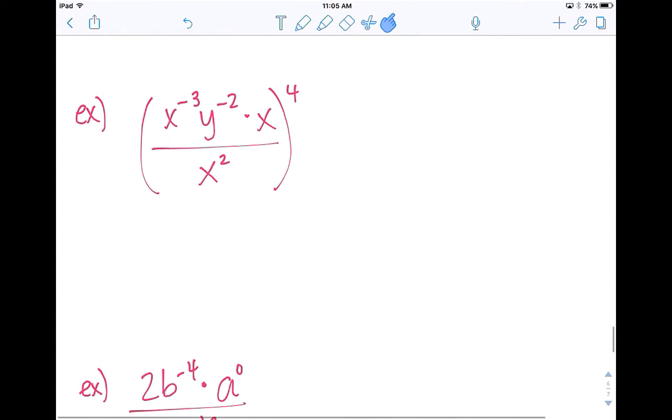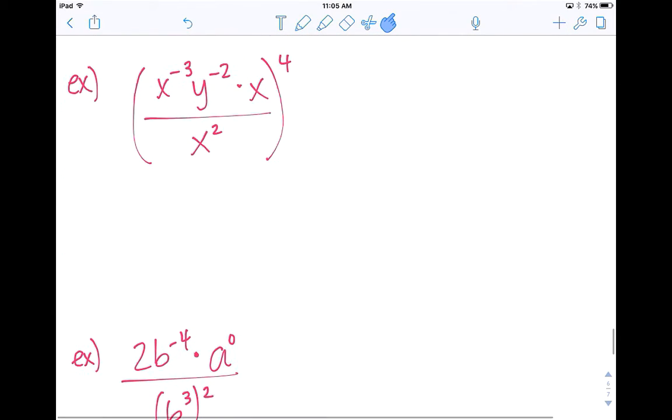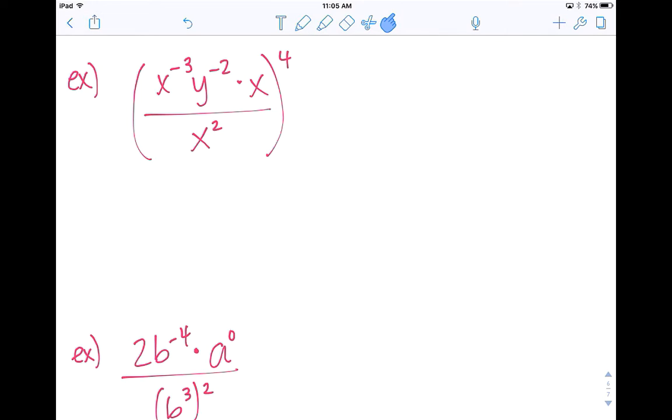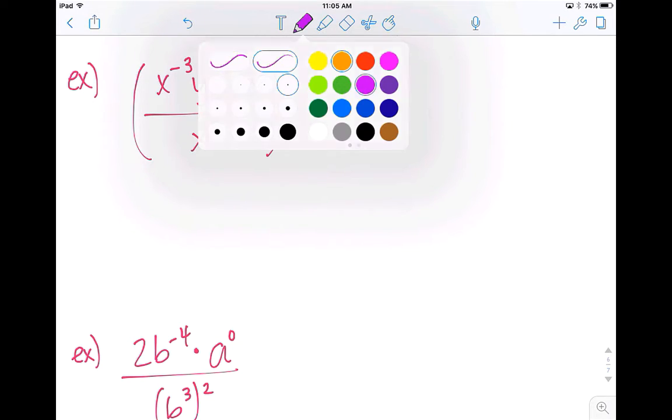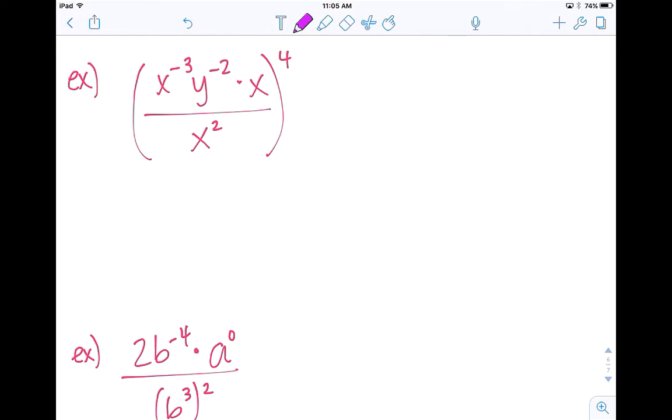Alright, let's try another one. This time we have a larger set of parentheses around the whole problem. So we will have to go on to that fourth step where we distribute that exponent to everything. But let's simplify that fraction inside first.